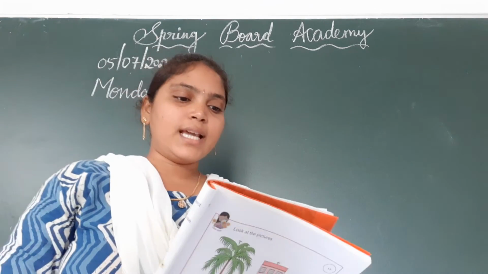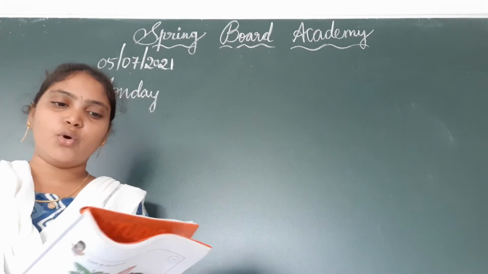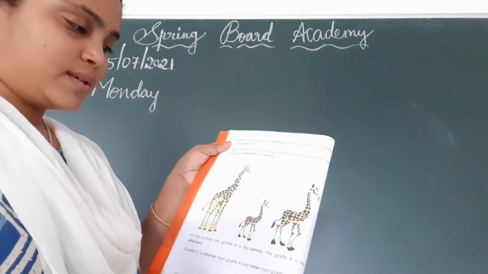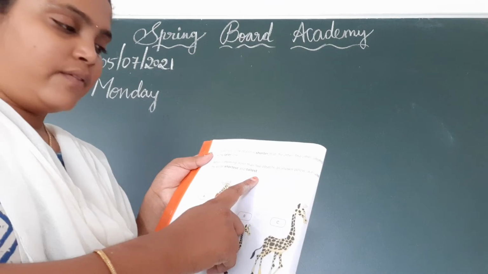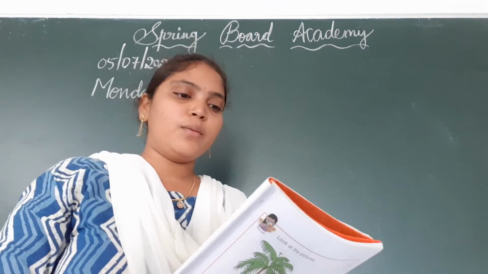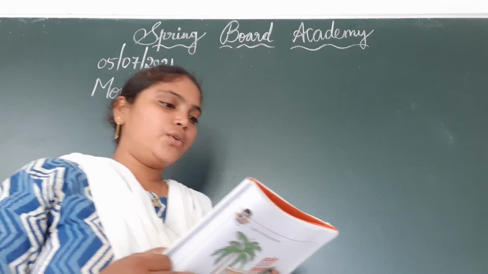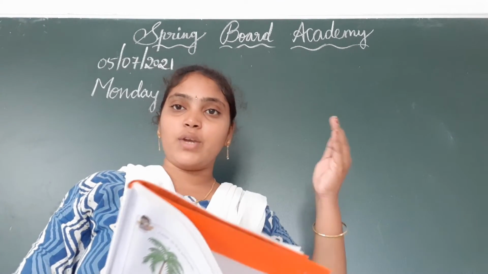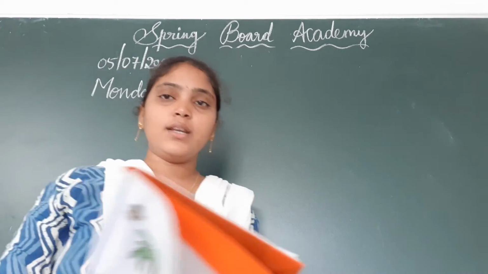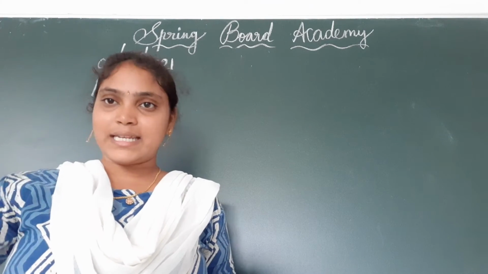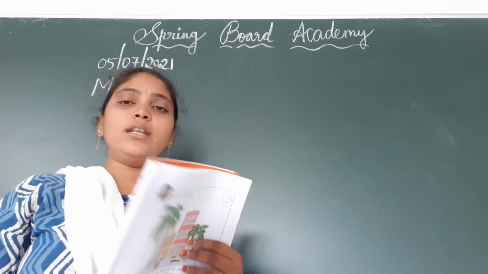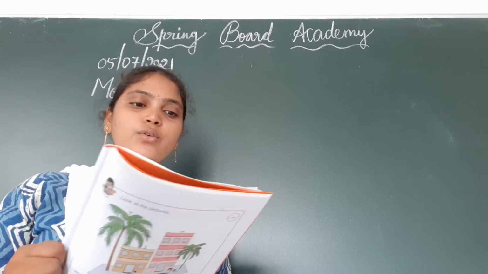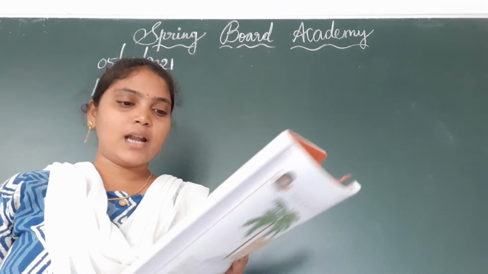Next, while comparing more than two objects as shown below, turn to next page, page number 6 children. While comparing more than two objects as shown below, we use the words shortest and tallest. So we discussed now children, when we compare more than two objects, we can say that longest and shortest. So like that, while comparing more than two objects, we use the words shortest and tallest.